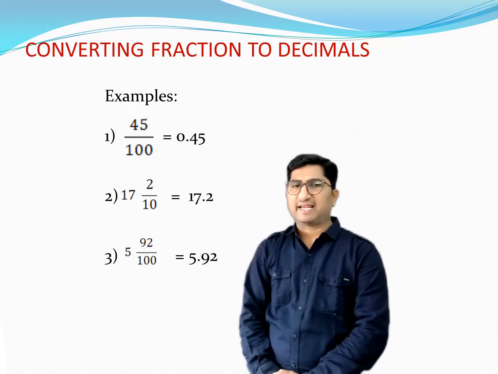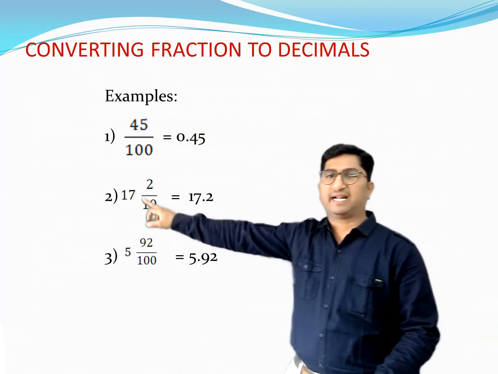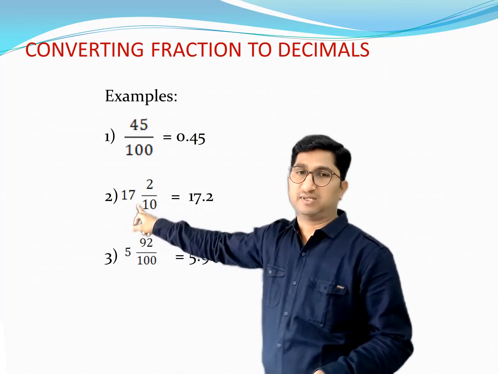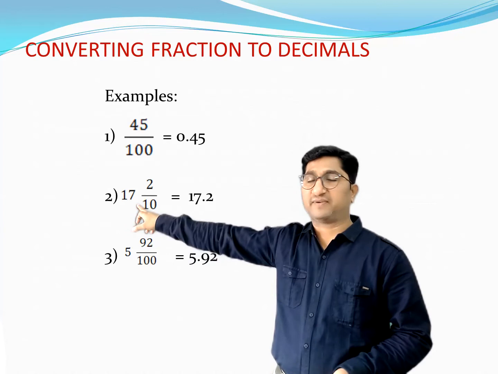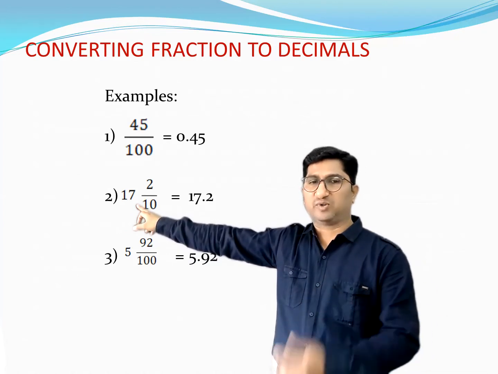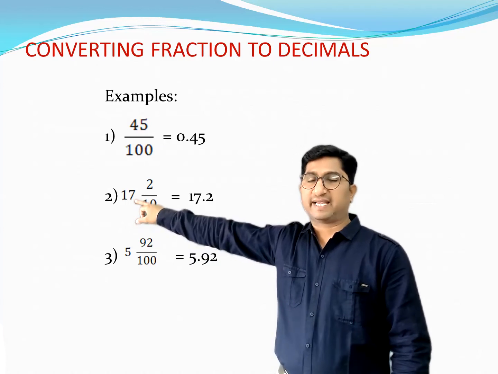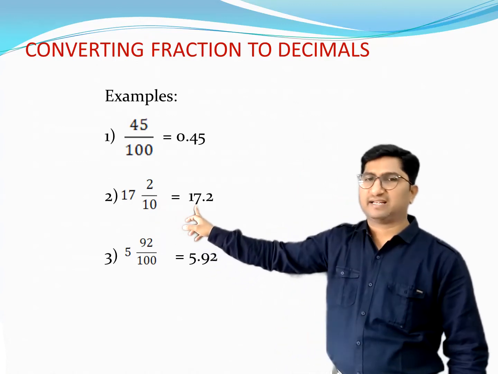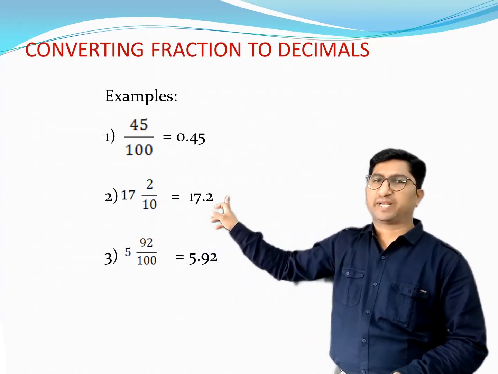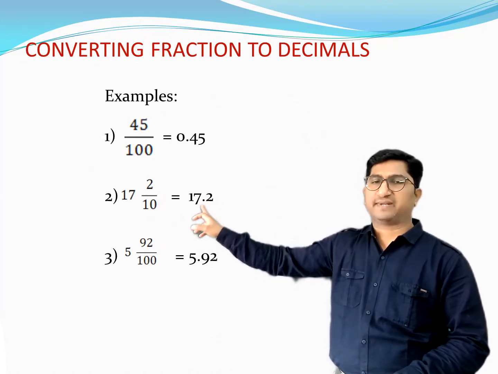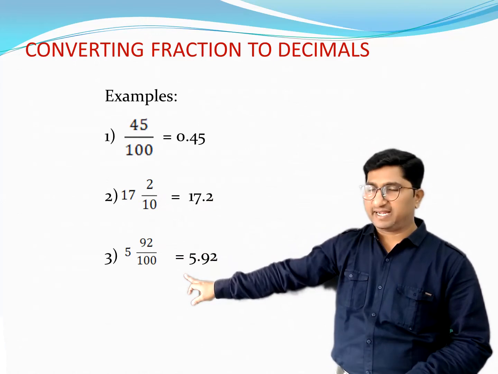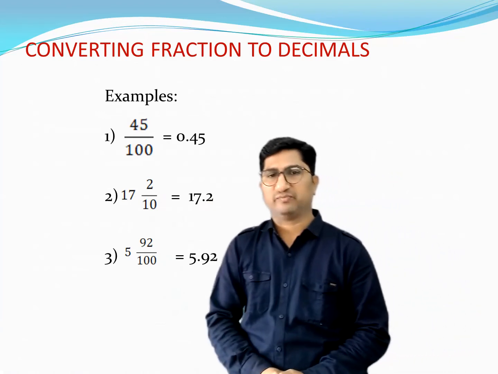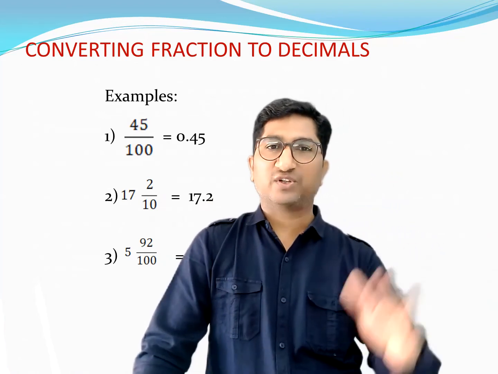So 0 there. Similarly, the second example is 17 whole number and 2 upon 10. This is a mixed fraction. If you remember, we learned in the fractions chapter the conversion of improper to mixed and mixed to improper. 17 is the whole number and 2 upon 10 means 2 tenths. So you write 17 before the decimal point as the whole number, and 2 tenths is 0.2, so 17.2. Similarly, 5 whole number and 92 upon 100, you simply write 5.92.